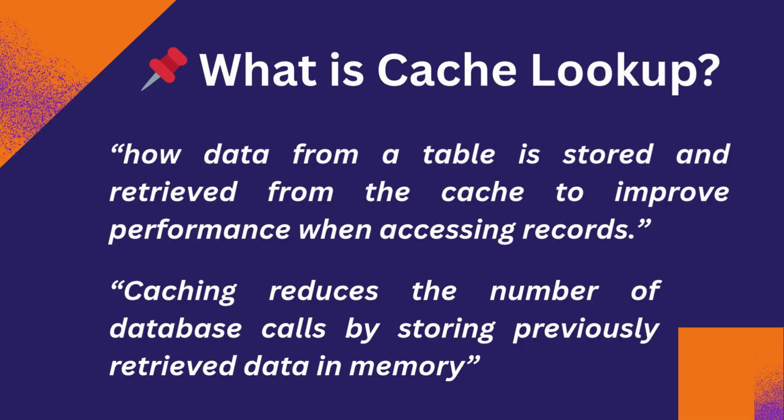First things first, what exactly is Cache Lookup? It's a property on a table that controls how the system caches data when that table is queried. In simple terms, instead of hitting the database every single time, Dynamics 365 can store and reuse data from memory to make your application faster and more efficient. But how and when it does this depends on the option you choose in the Cache Lookup property.